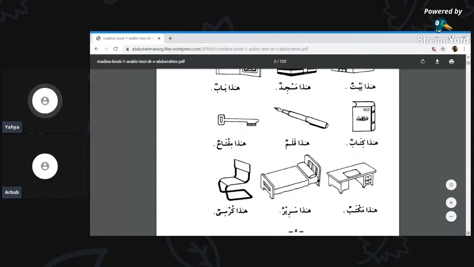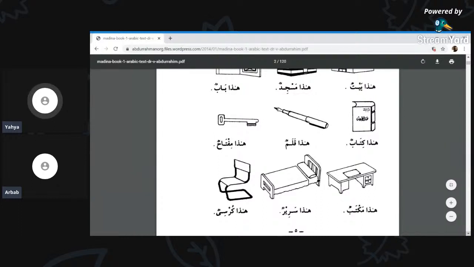And then you've got dhalika. Dhalika means like dhalika kitabun, that is a book. So dhalika is what you'd use for something a bit further away. We'd say dhalika lil-mufrad al-mudhakkar, however al-ba'id, far away. Okay, so you've got this and that. Hada and dhalika. And then we have hadihi.